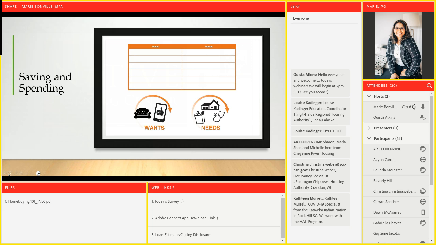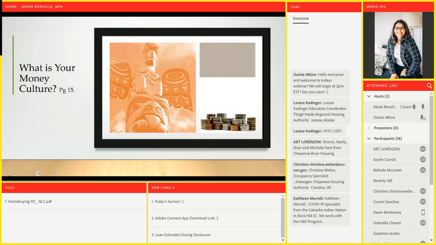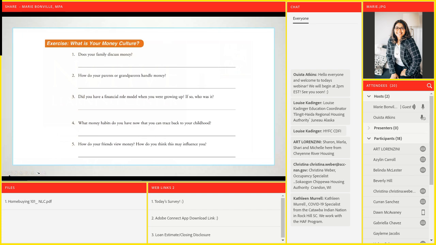To do that, they have to know their needs versus their wants. They also have to know what's in their background, right? As much as we like to say, oh, I'll never be like my mom in this way, or I'll never be like my dad in this way, we grow up with some money habits that stem from our family. And so we have to talk about these things. This particular section comes from Pathways Home. So I encourage you, if you're not certified, to get certified in that.